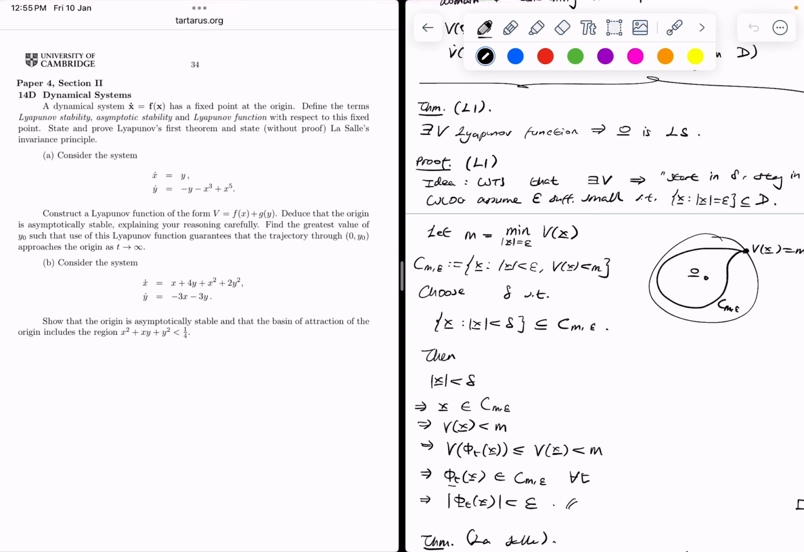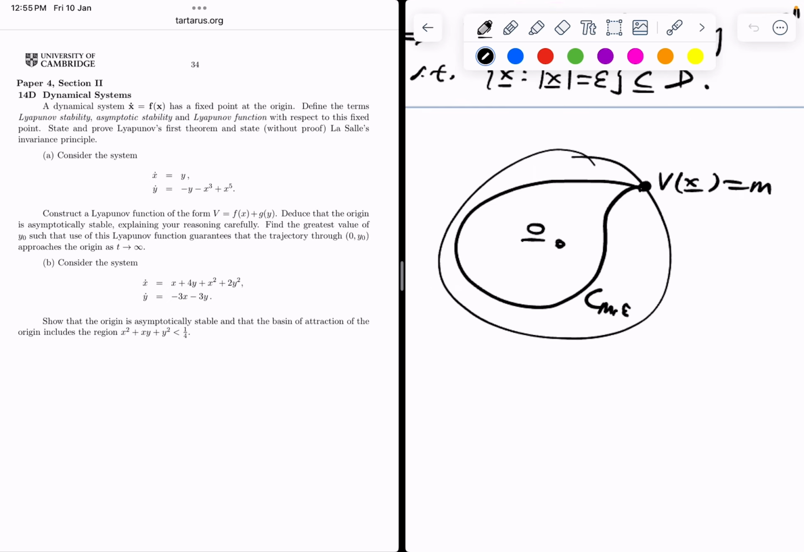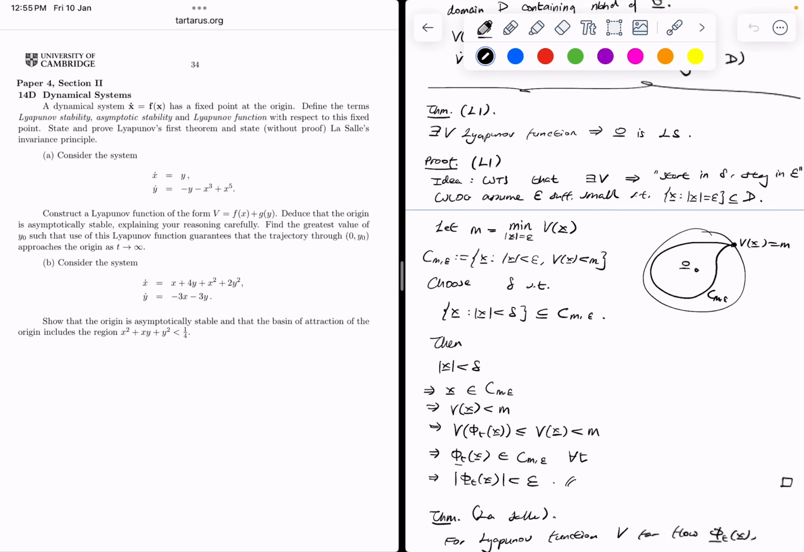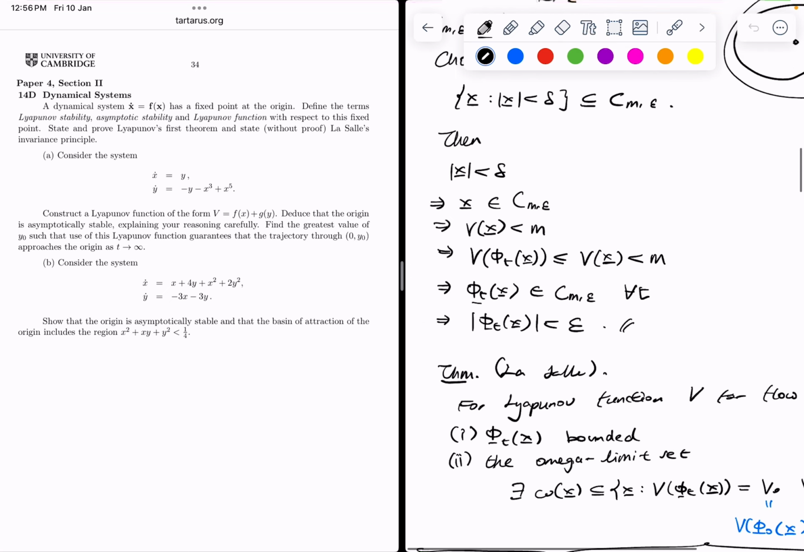Now Lyapunov's first theorem tells you that if there exists a Lyapunov function within a domain containing a neighborhood of 0, a fixed point, then the origin is Lyapunov stable. Again with this proof, I think the best thing for me was just to remember this picture and, from the picture, explain what was happening, and then it's quite straightforward from there.